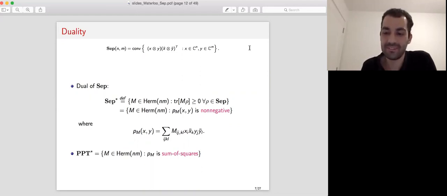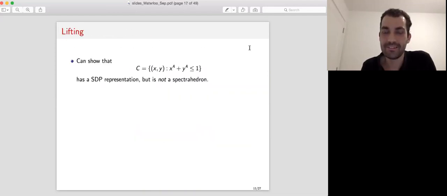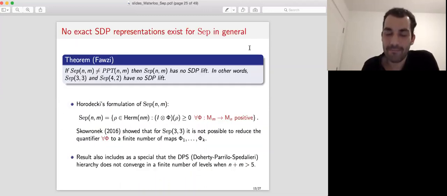Question. Yes. Are these SDP lifts what people sometimes call spectrahedral shadows? Yes, that's the same thing. Okay, thanks.